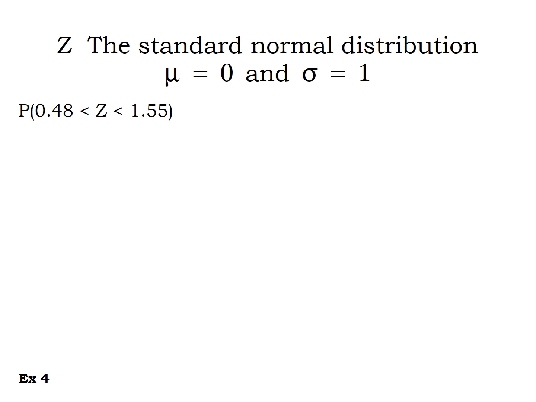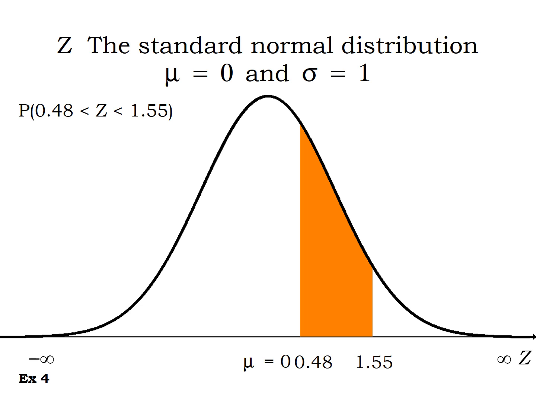For a third example, we want the probability that Z is between two specific numbers, 0.48 and 1.55. So again, draw my graph. The probability that I'm between 0.48 and 1.55 is equal to the area trapped between those two Z scores on the horizontal axis and the graph up above, the probability density function. So it's your turn. Again, what do you need to do to find this area?